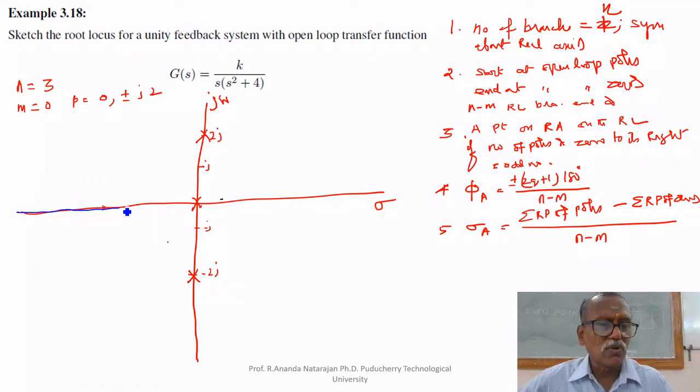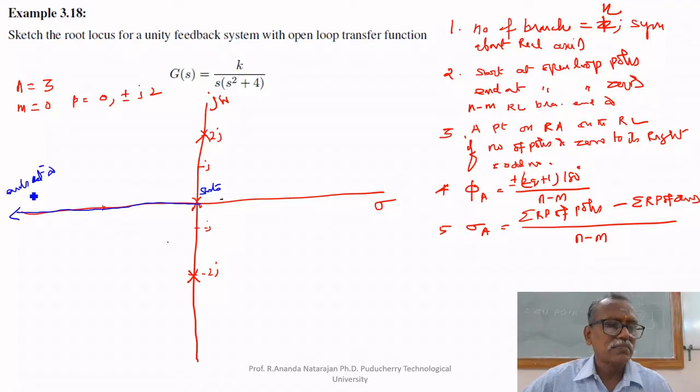Up to infinity, to its right, only 1. Therefore, entire real axis up to infinity it is root locus. It starts here and ends at minus infinity. So, therefore, this branch goes up to infinity because to its right odd number of poles and zeros.